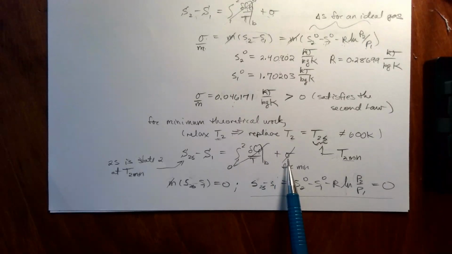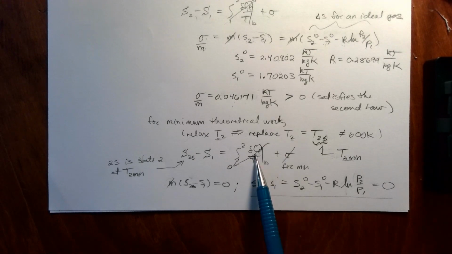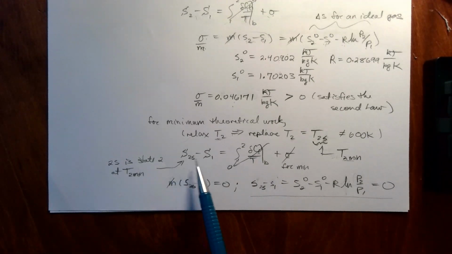And then let's go back and postulate for the minimal temperature at state 2. We're going to assume internally reversible. If it's internally reversible, there is no sigma, so we're crossing out the sigma. It's adiabatic, so that term is gone. So what we're left with is S2 minus S1 equals 0, which means there is no entropy change.